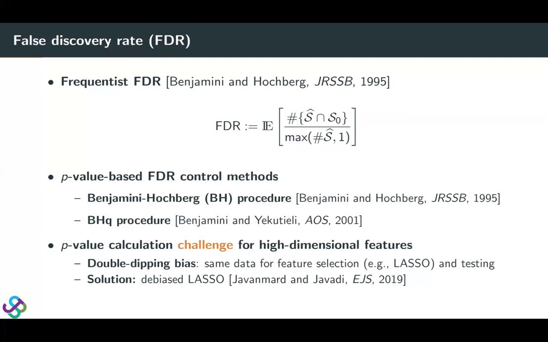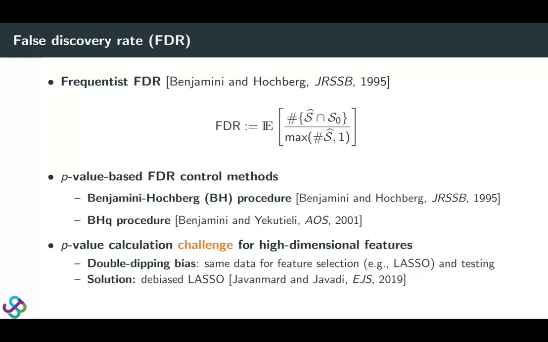And then you do testing using our regular procedure like the t-test we introduced for ordinary least squares. But then there is a double dipping bias, which is something we should be aware of because we're using the same data twice, first for selecting the features and then for testing. So then the test is not as in a regular case.